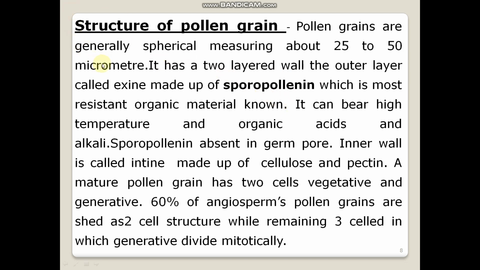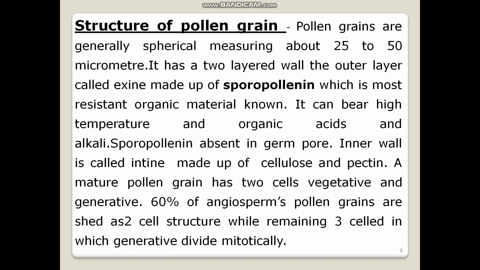Clear? Now we come to the structure of the pollen grain. This is a very important topic, so please concentrate here. Pollen grains are generally spherical, measuring about 25 to 50 micrometers. It has a two-layered wall. The outer layer is called the exine and the inner layer is the intine. Remember it, students: the outer layer exine is made up of sporopollenin, which is the most resistant organic material known on earth, right? That's why pollen grains can be preserved even for millions of years.